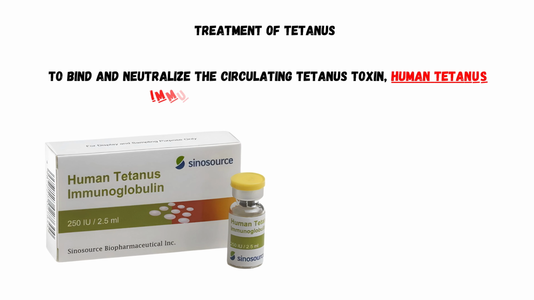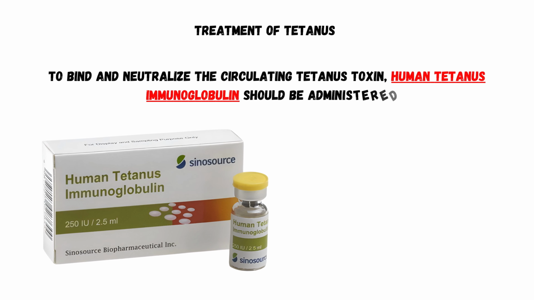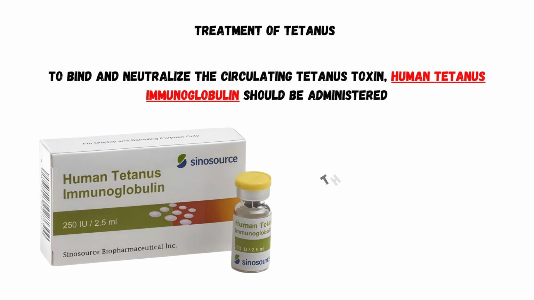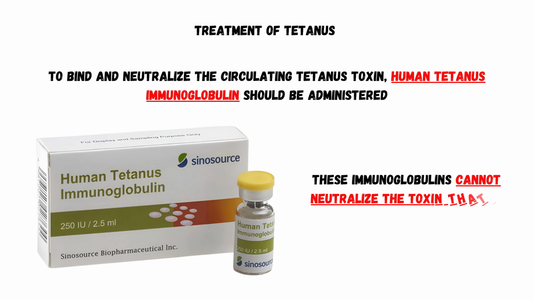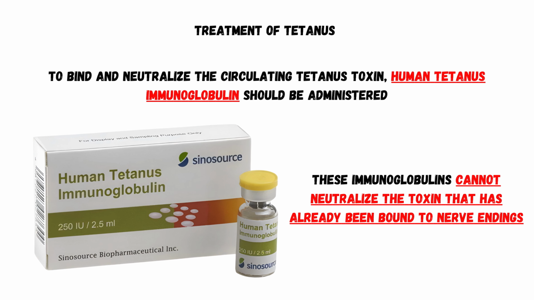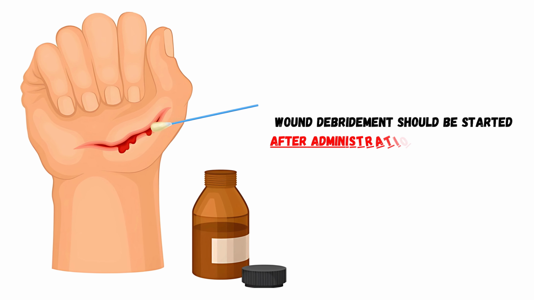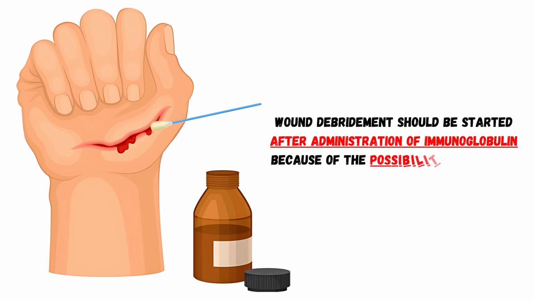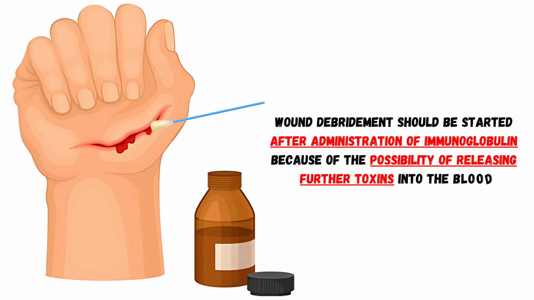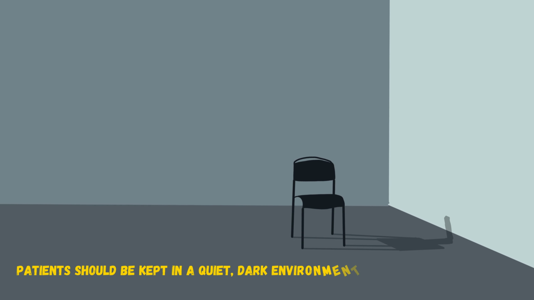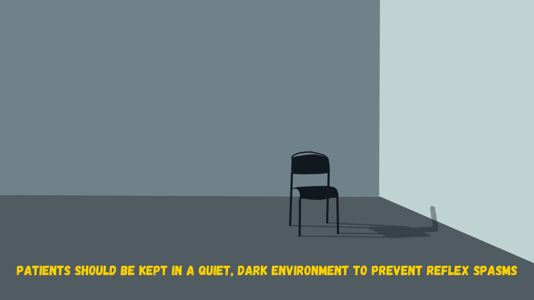Finally, let's discuss the treatment of tetanus. To bind and neutralize the circulating tetanus toxin, human tetanus immunoglobulin should be administered. It is important to note that these immunoglobulins cannot neutralize the toxin that has already been bound to nerve endings. Wound debridement should be started after administration of immunoglobulin because of the possibility of releasing further toxins into the blood. Patients should be kept in a quiet, dark environment to prevent reflex spasms.